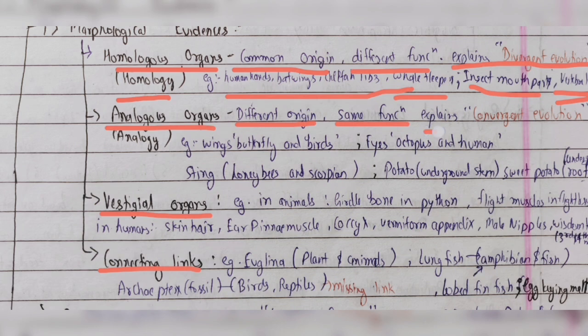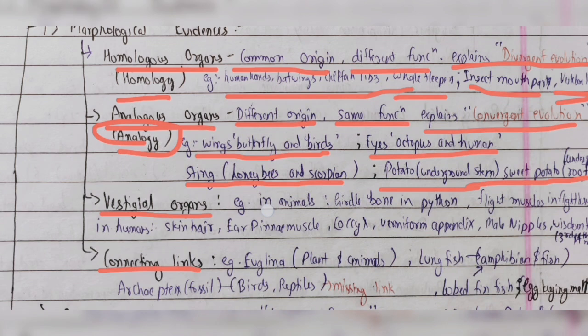It explains convergent evolution. Convergent means different species developed similar functions, like wings of butterfly and birds are not similar in origin but they both developed for flying. Eyes of octopus and humans. Similarly, stings in honeybee or scorpion, as well as potato, an underground stem, and sweet potato, an underground root. It explains analogy. Next in line come vestigial organs.